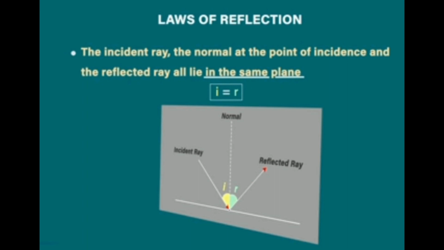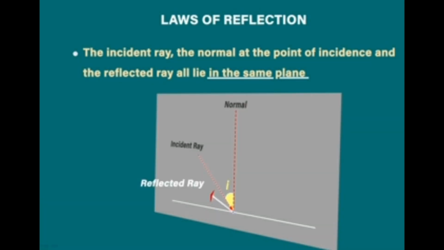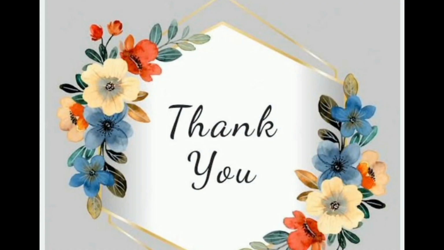For example, suppose the reflected ray is in this direction instead; the diagram would look like this. The incident ray and the normal are in the same plane, whereas the reflected ray is not in this plane. This is just not possible. It can only be like this, i equal to r, and they will lie on the same plane. I hope both the laws are clear.